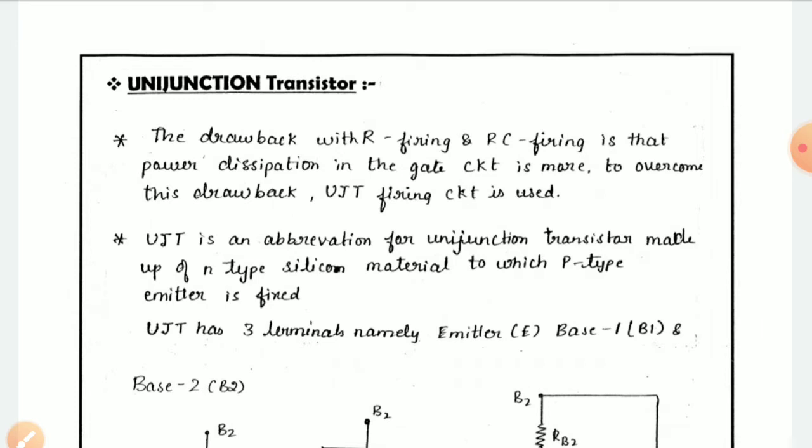As I said in the earlier videos, we have three different types of firing circuits, mainly R firing, RC firing, and UJT firing. So it's the third important type of firing circuit which we are using. It is the unijunction transistor.